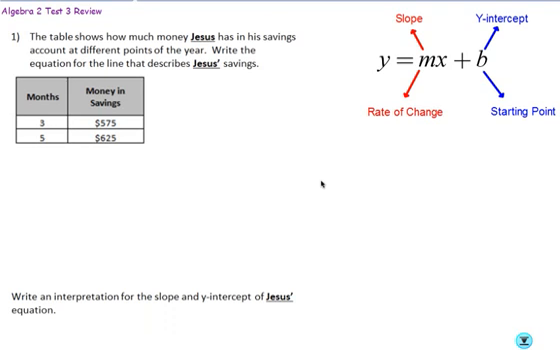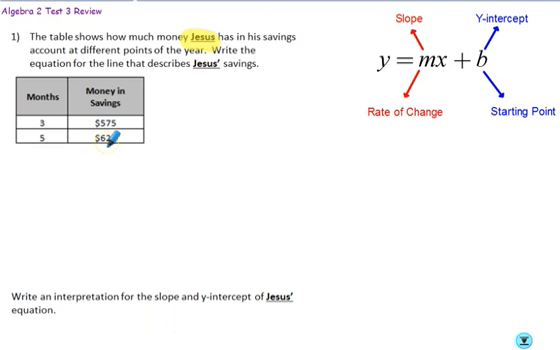The information for the first problem is going to be connected to the second, third, fourth, and fifth questions. So the first half of this test is going to refer back to the information that we're going to talk about here. The setup is that question 1 shows how much money one person is saving per month. In this case, our person for the first question is Jesus. It says that after 3 months, he'd saved $575. After 5 months, he'd saved $625.